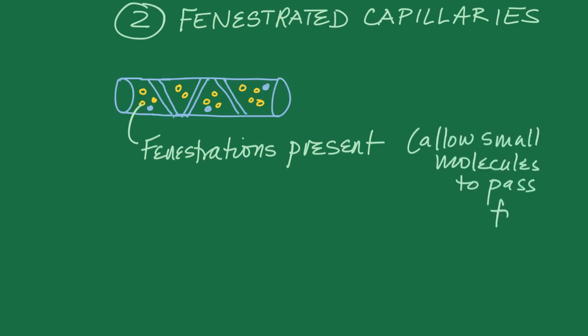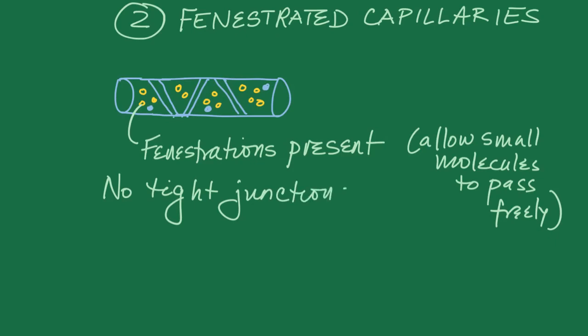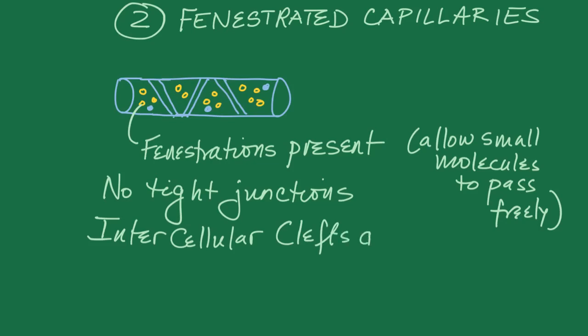Fenestrated capillaries have to be somewhat leaky. They should allow things to pass through freely, so they cannot have tight junctions. Tight junctions, as you know, normally keep the cells together. They have to allow spaces between the cells, so there are no tight junctions in a fenestrated capillary. They also don't have intercellular clefts as a result.